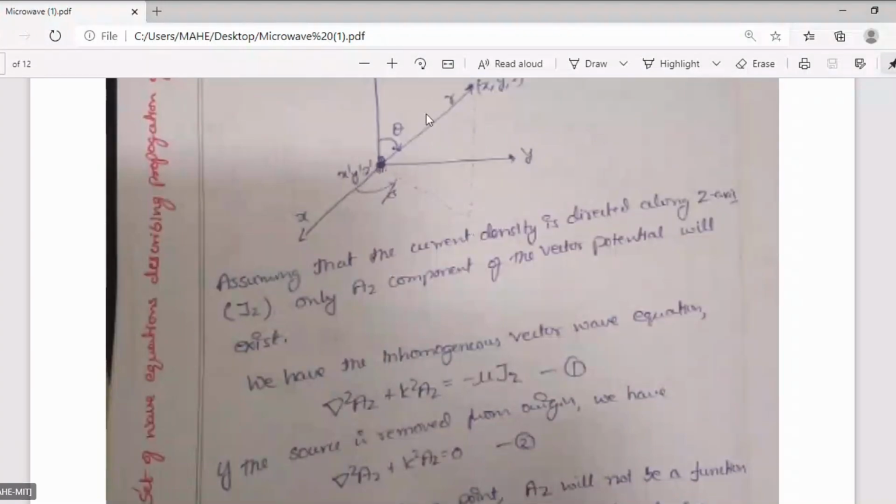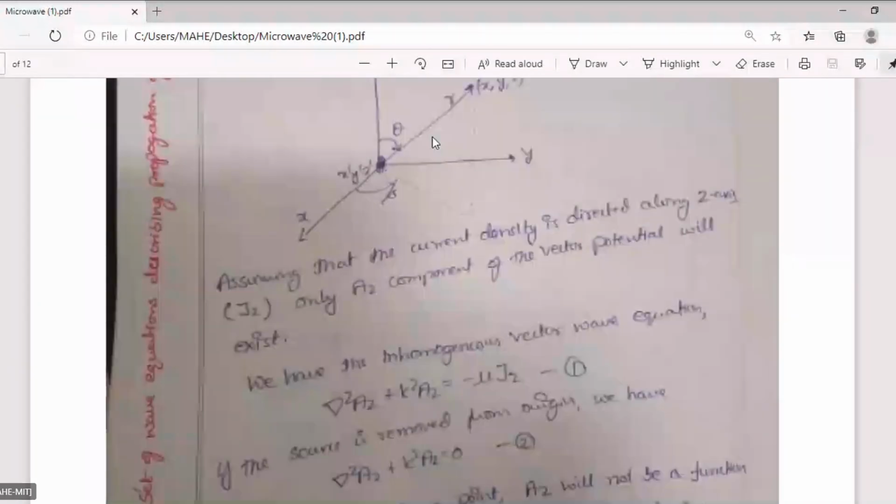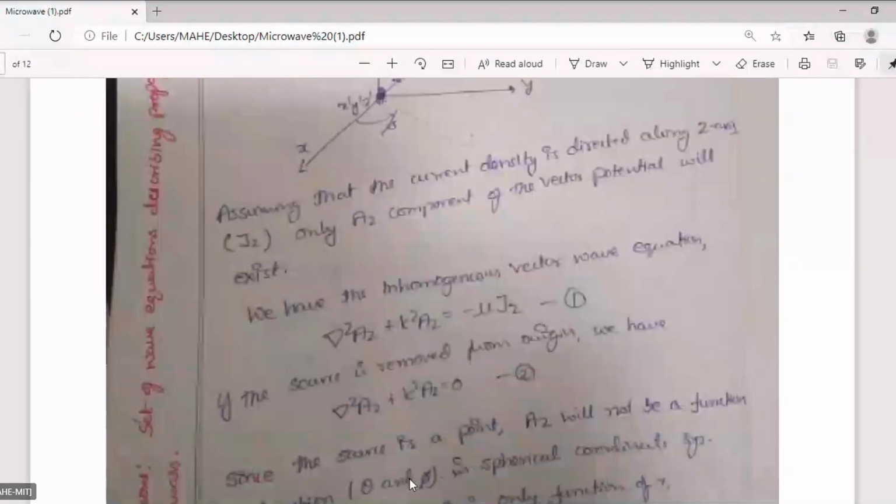Now, at any point other than the source, that means in the region around the source, there is no source. So if the source is removed, we have del square Az plus k square Az is equal to 0. This is equation number 2. Any questions till now? Have you understood? Yes, sir. Okay, good. Thank you.